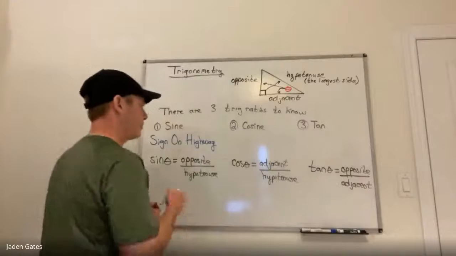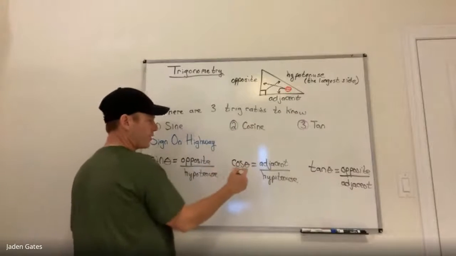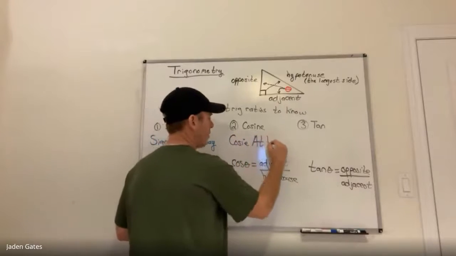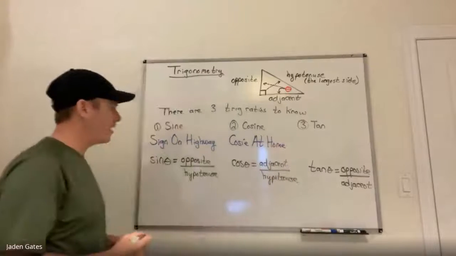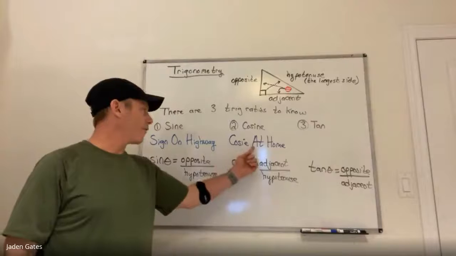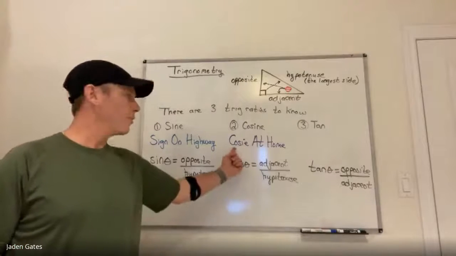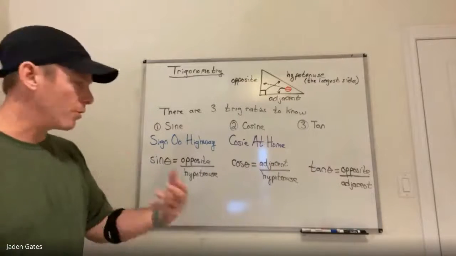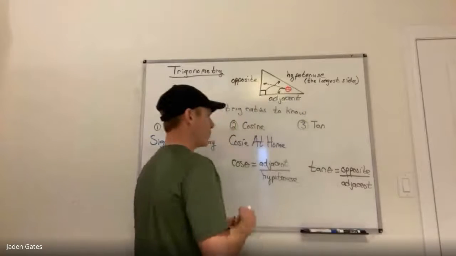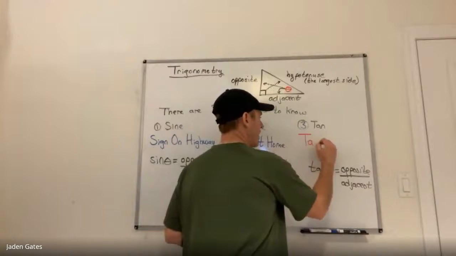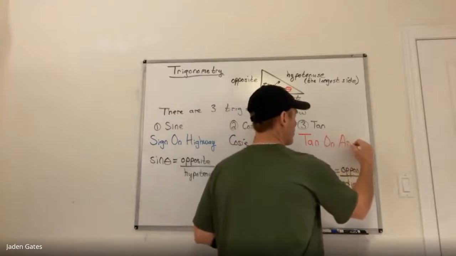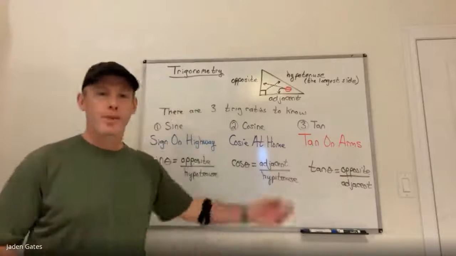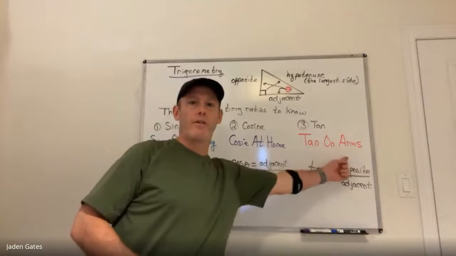The second phrase, for cosine, is cozy at home, which hopefully many of us are at right now. Again, looking at the first letter of each word, the cosine ratio is the adjacent divided by the hypotenuse. Cozy at home. Sine on highway, cozy at home. And the third one, which I would love to have right now, is a tan on arms. Again, looking at the first letters of that phrase, the tan ratio is the opposite divided by the adjacent.